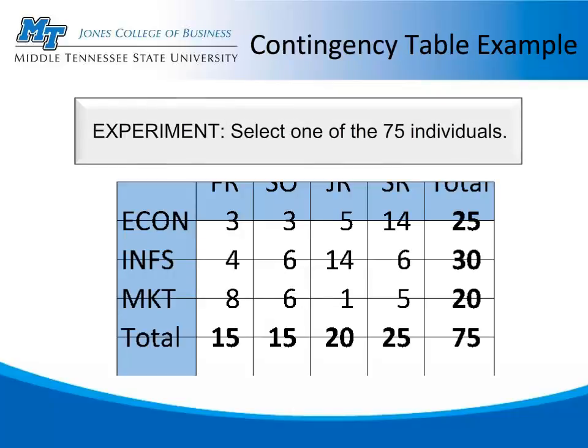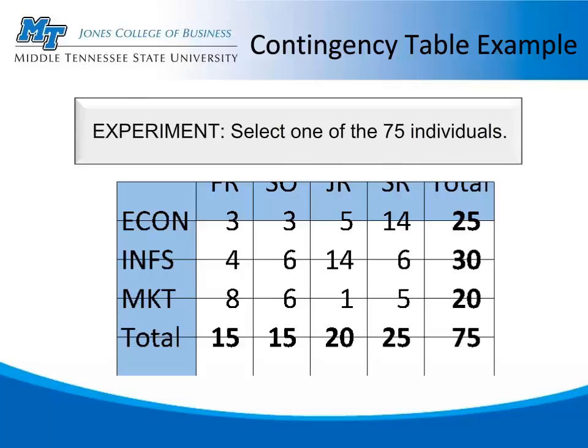I apologize for the shifting of this table. The contents have kind of gone up to where they're not really inside the box. The experiment was to select one of the 75 individuals randomly. The top row that you're not able to read here is FR, SO, JR, SR, and total. It's for freshman, sophomore, junior, and senior. This group of 75 students have been broken down by their class rank and what their major is. They could have been majoring in economics, information systems, marketing, and then you've got the total.